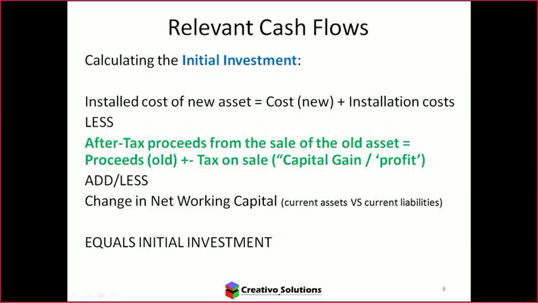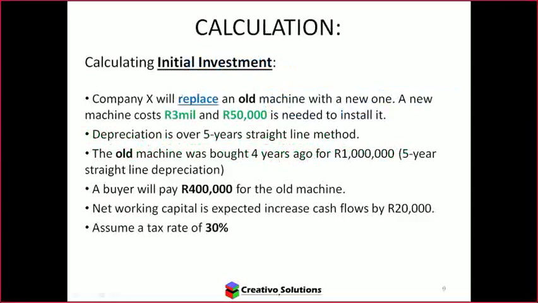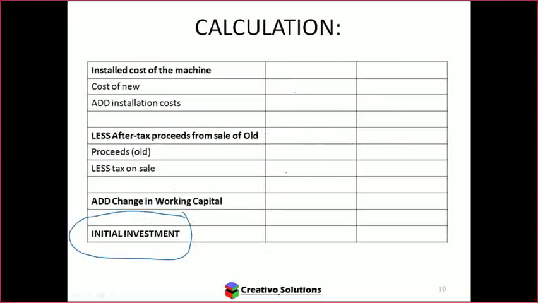Right, do you guys have the cost of the new assets? Cost of the new assets, I don't know, is it 3 million and 50? Yes, okay, so how do you get the cost of the new assets? Well, it's the cost plus the installation. Exactly, so what are the costs? 50,000 and 3 million. Exactly. So? Yeah, I've got that.